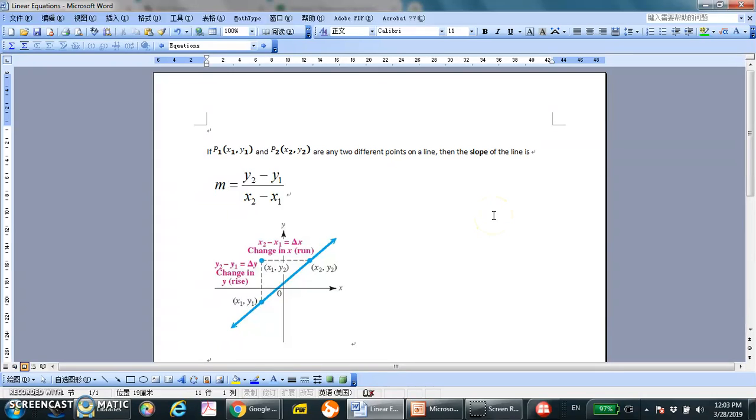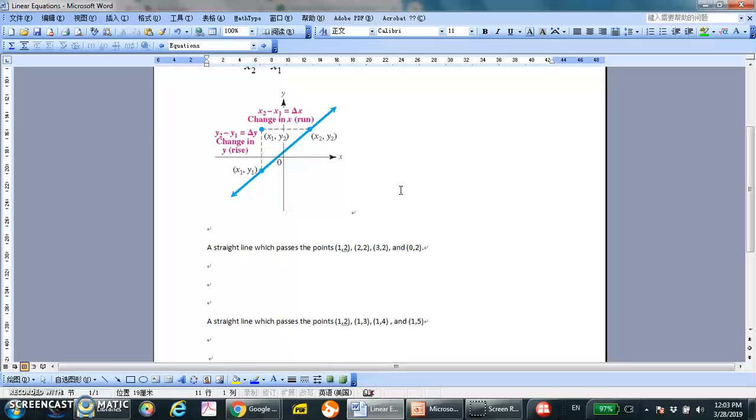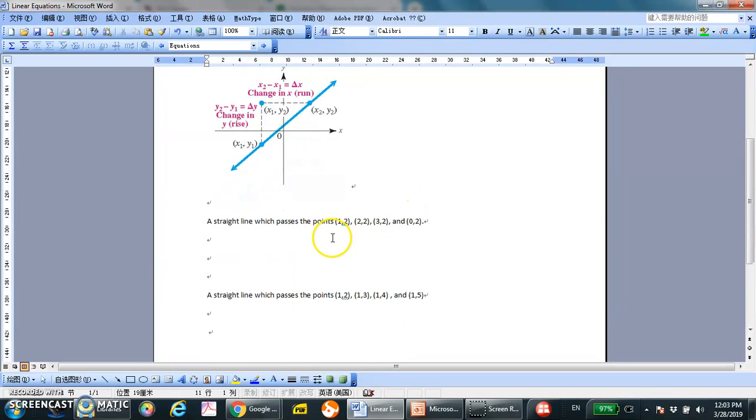Okay, in this video, I want to talk about what it means when the slope is zero or when the slope is undefined. First, we know that if we're given two different points on a straight line, P1 and P2, then we can use this formula to compute the slope. The slope equals the difference of the y coordinates over the difference of the x coordinates, right? Now, let's take a look at this example.